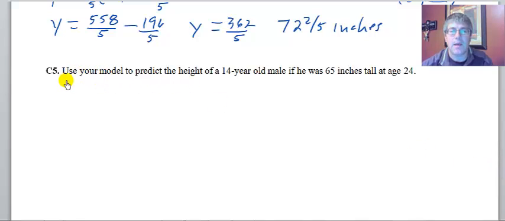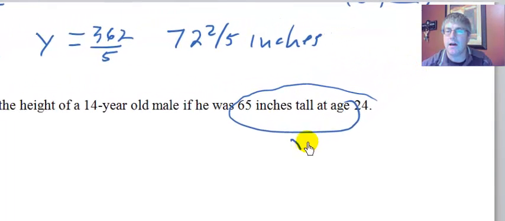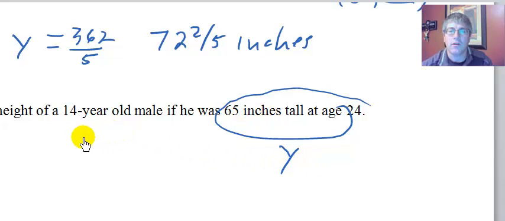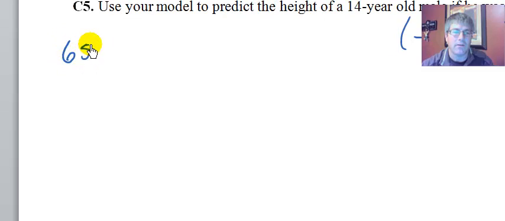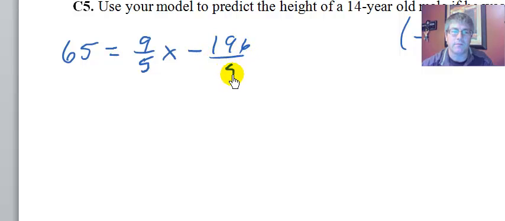And we can do this in the opposite direction. Use your model to predict the height of a 14-year-old male if he was 65 inches tall at age 24. Well, this now is our y. We've got the height at age 24. So we've got the ordered pair blank, 65. And now we want to find the x. So using our model, 65 equals 9/5 x minus 196/5.